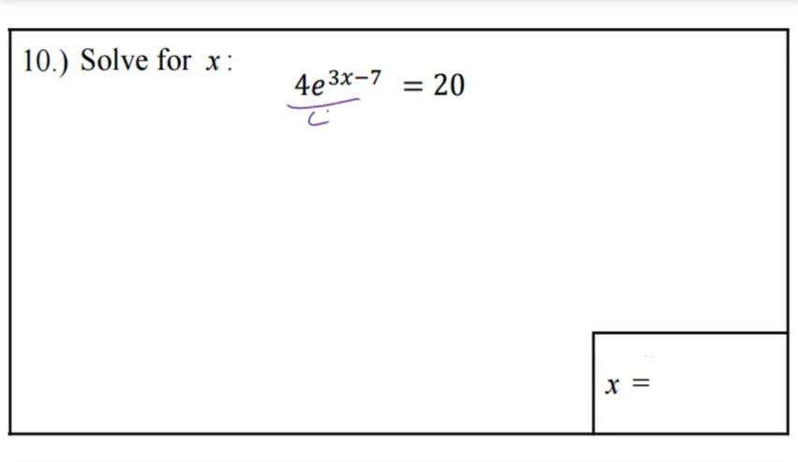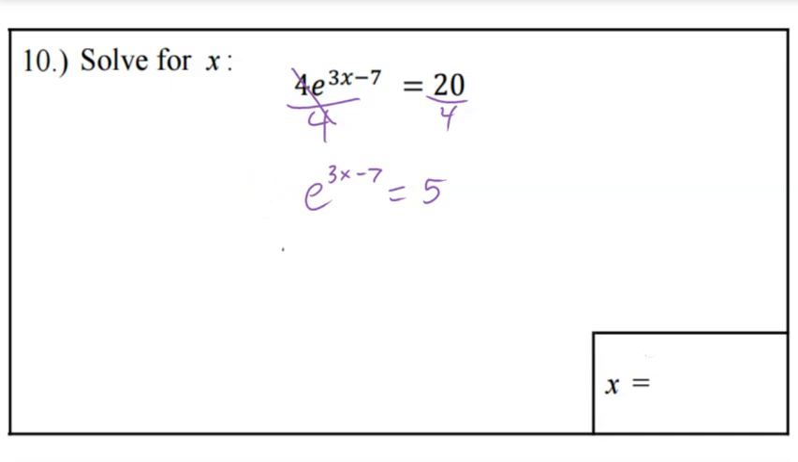So we're going to divide by 4 on both sides. That's going to cancel the 4 on the left. We're going to have e to the power of 3x minus 7 is equal to 20 over 4, which is 5. So that's equal to 5. And so now, in order to cancel this e here, we're going to have to take the natural log of both sides.